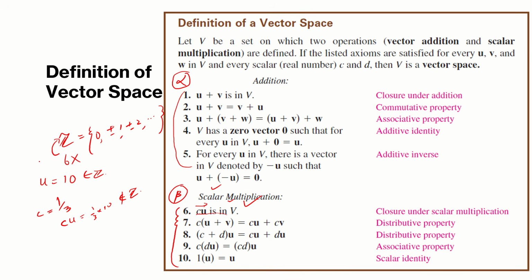Now, can we check this condition in real numbers? So the answer is yes, we can check that. In real numbers, if you take any real number, I have taken 10, which is a real number, and you multiply that with any real number, like 1 by 3, so 1 by 3 multiplied by 10 is also a real number. So real numbers satisfy this condition number 6 as well.